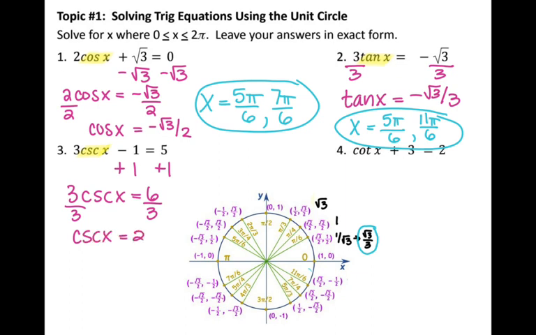Now, cosecant is one of our reciprocal functions. So instead of finding cosecant, I am actually going to find sine. If I take the reciprocal of 2, I'm really looking at 1/2. Sine corresponds to my y-coordinates. My y-coordinate equals a positive 1/2 right here and right here. So my corresponding angle measurements are pi over 6 and 5 pi over 6. So I have x equals pi over 6 and 5 pi over 6.